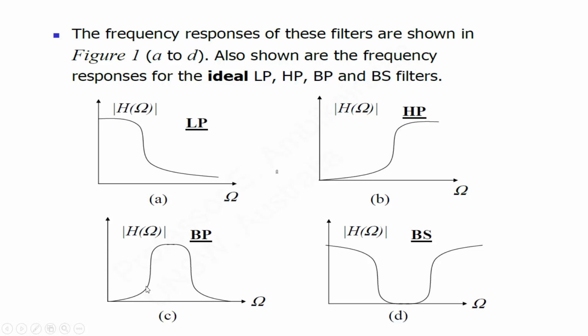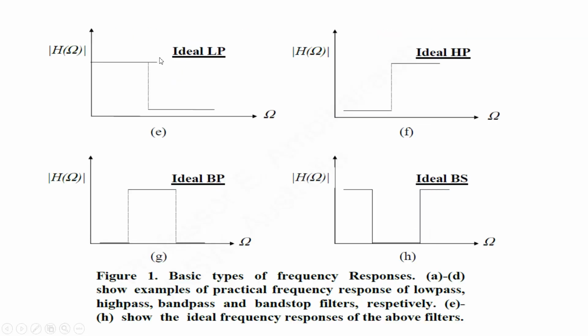In the band pass filter, a certain band of frequencies will be passed, and outside the band the frequencies will be stopped. In the band stop filter, a particular band of frequencies is stopped, whereas the rest of the frequencies will be passed through the filter. Next is the ideal response of the low pass, high pass, band pass, and band stop. You will see that in the ideal case there is almost a vertical line, right? So this is the ideal.